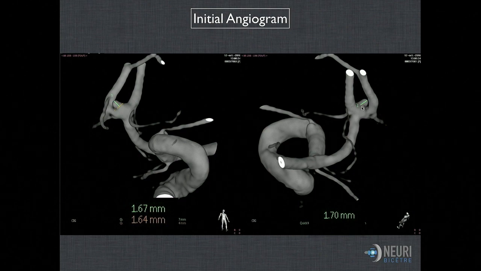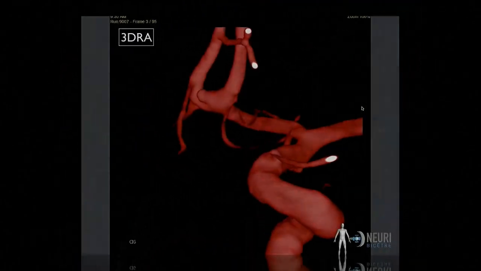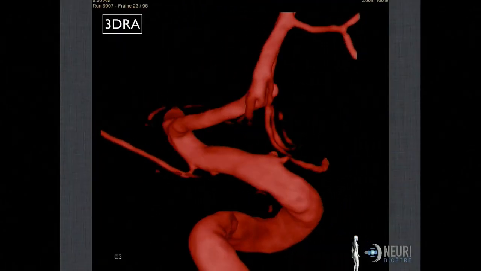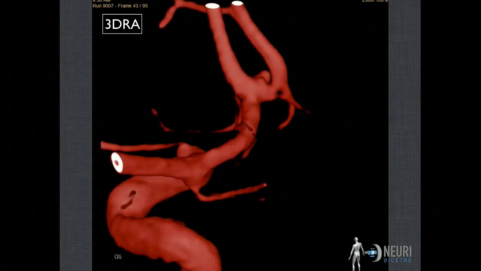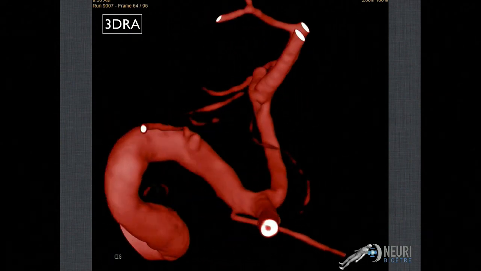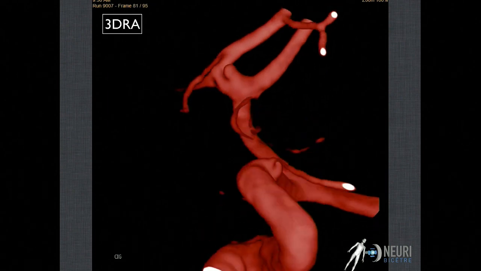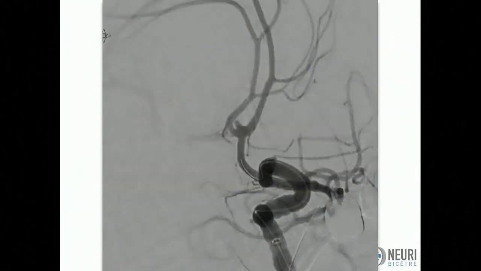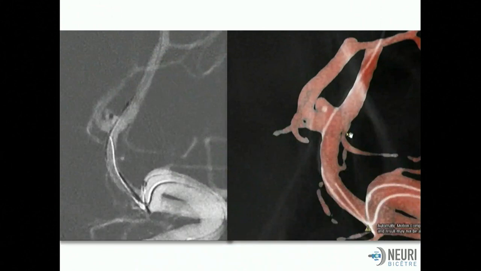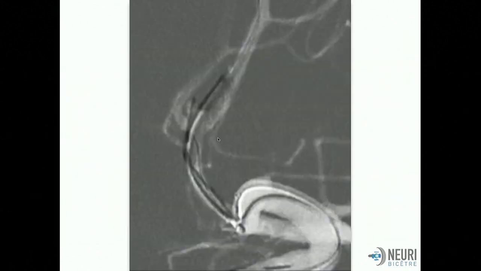So you have to succeed in placing a coil within the sac of this ruptured aneurysm. So this is the working projection. This is the placement of the balloon on the roadmap and the 3D roadmap. Inflation of the balloon. You start to deploy the coil within the sac of the aneurysm. This is the coiling. This is the groove of the balloon, which is inflated.